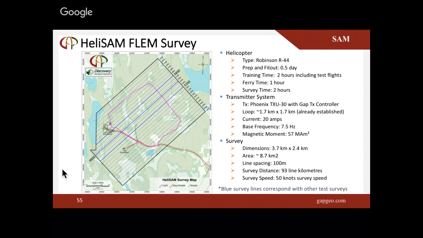The other interesting thing about this, and it comes back to what Doug was talking about, is that we didn't have one of our high-power transmitters there. We just used a local Phoenix transmitter. So the loop was about 1.7 by 1.7 Ks, but only able to get about 20 amps into it. So this response was generated from only 20 amps using a conventional transmitter with a conventional loop. But again, the loop size meant that we've got a moment of 57 million compared to an airborne system. So this was not detected by airborne EM systems.